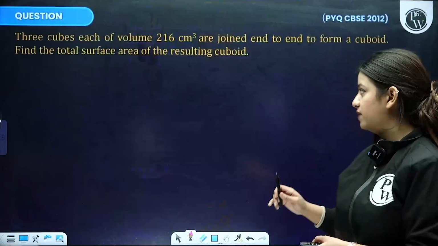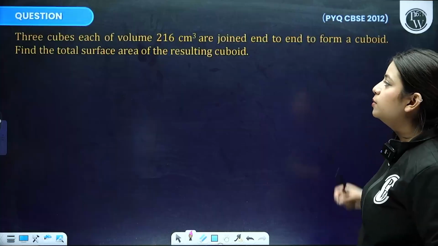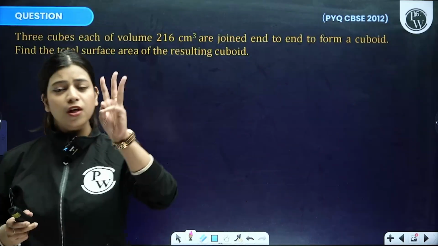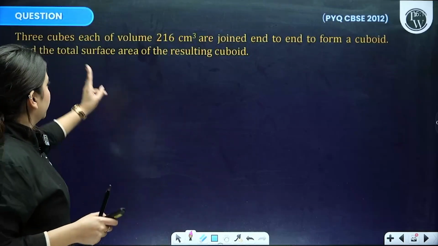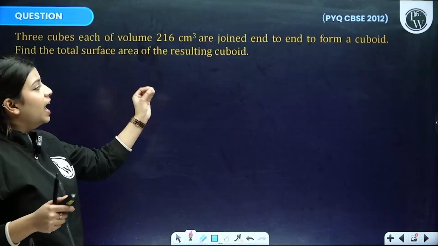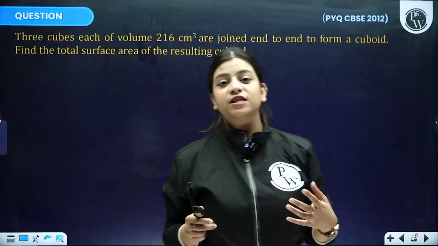Let's start by solving some questions. Now this question says that 3 cubes, each of volume 216 centimeter cube, are joined end to end to form a cuboid. Find the total surface area of the resulting cuboid.